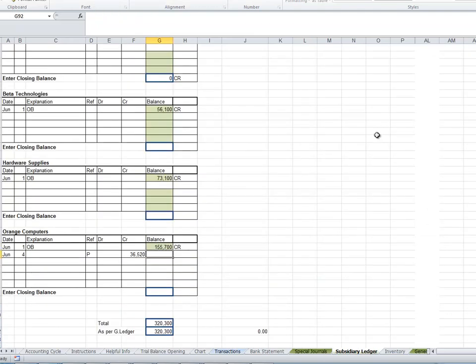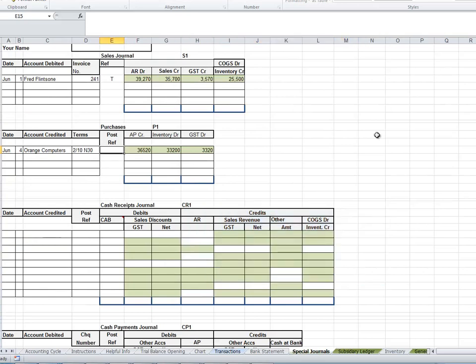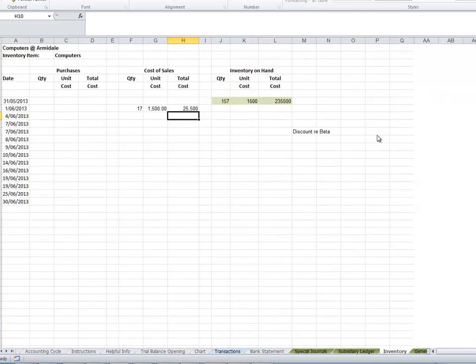Now, what's the balance? The opening balance, which is a credit balance, plus any other credit balances, minus any debit balances, and that balance there will be a credit. We've now posted that to the subsidiary ledger, so we go back to Special Journals and we tick it to say we've posted it. We put in a T for the posting reference. Now we still need to update the inventory ledger.